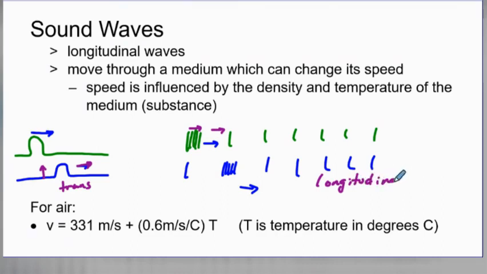And these are how sound waves move. If you haven't watched the other videos on that, you should probably do so. I really enjoy the Khan Academy demos on this that demonstrate it very nicely.